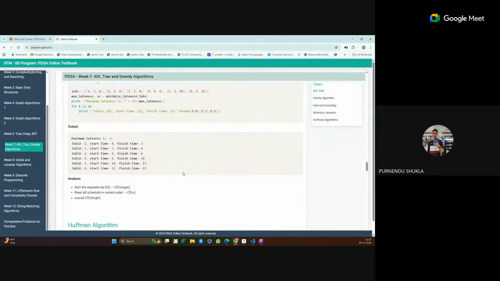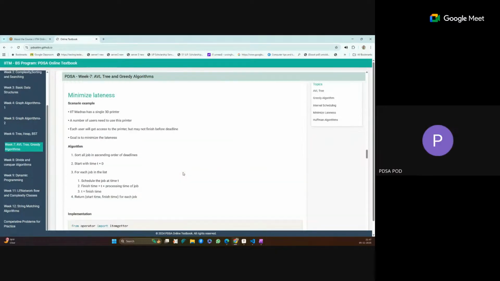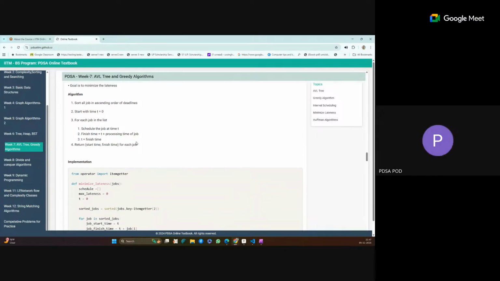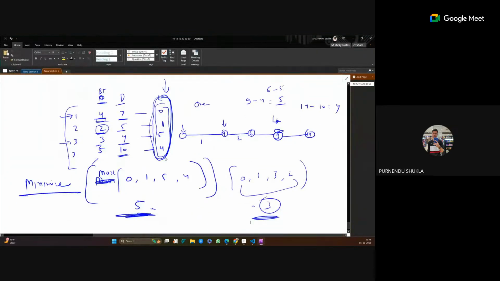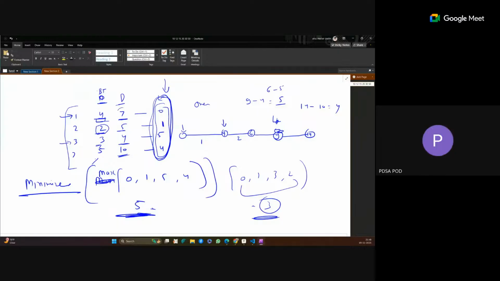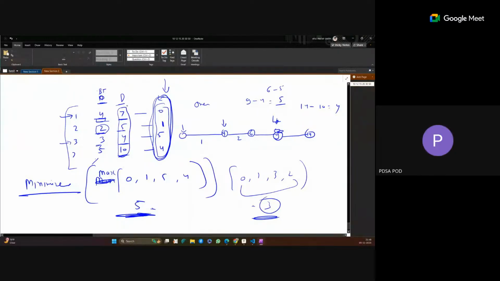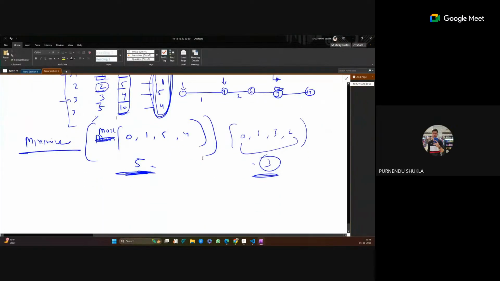Sir, how will we minimize that? It is the same type of approach. This is also a greedy algorithm. Here we will sort our tasks based on the deadline. The minimum deadline we will select first. So we will arrange our jobs in increasing order of deadline. So 3, 4 will come first.